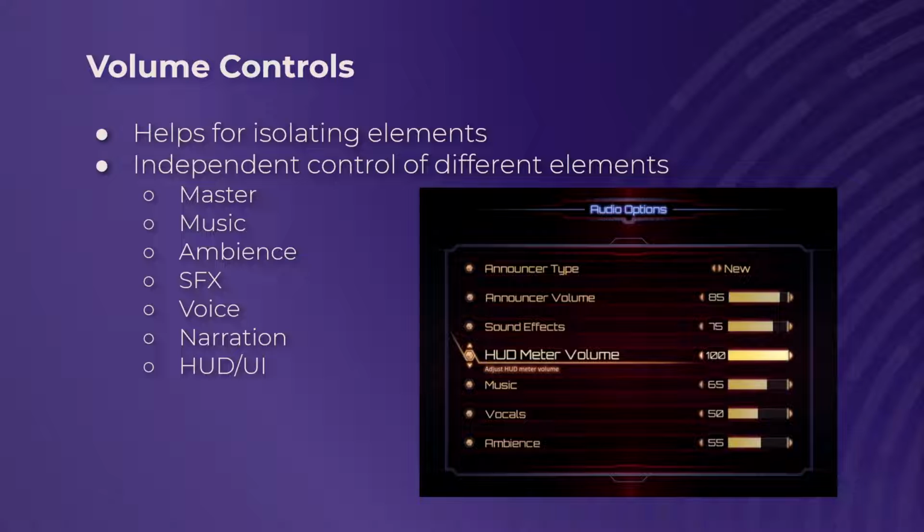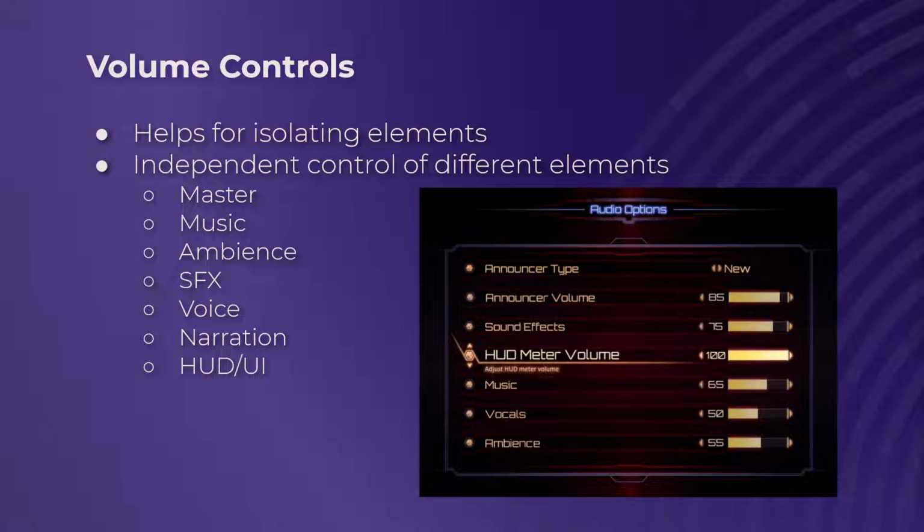So, next one, you see this in every single game pretty much. It's fairly standard in the industry at this point: volume controls. As you'd expect, it can help for isolating elements. If anything's too loud, you can drop the volume of it. And it just offers a bit more individual control for each of the elements in the soundscape of the game. Usually the most basic ones are master volume, music, sound effects, and voice. But I found a couple others that are often included.